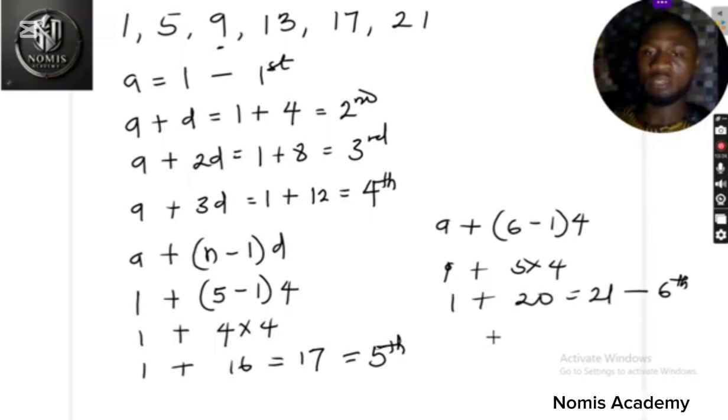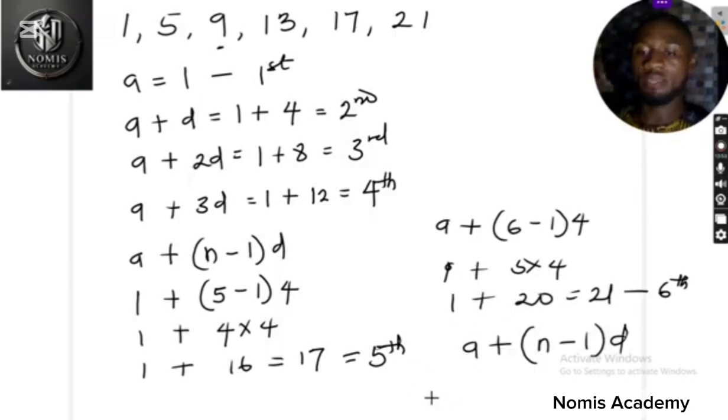That's correct. So the formula to calculate the nth position of any arithmetic progression is given to be a plus, open bracket, n minus 1 close bracket, the common difference. So the nth term of an AP is equal to a plus, open bracket, n minus 1 close bracket, d. So let's use this formula now to solve 1 or 2 questions.